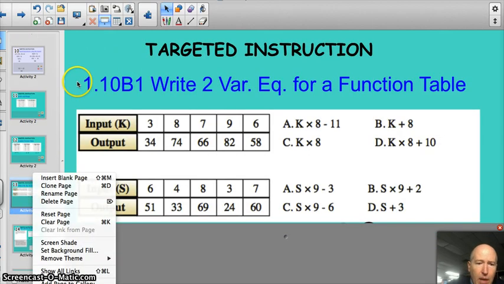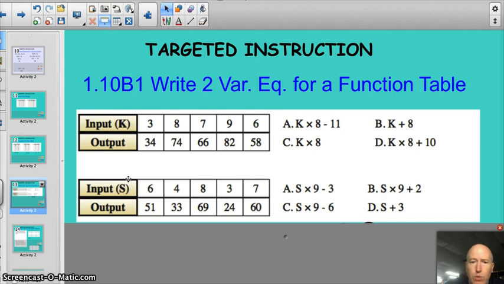1.10b1. On this one here, what you need to do is write a 2-variable equation for a function table. And this is the way to look on the test. You can have some answers over here. Why don't you go ahead and pause it and see if you can find the answers to these 2 problems. All right, I'm back.